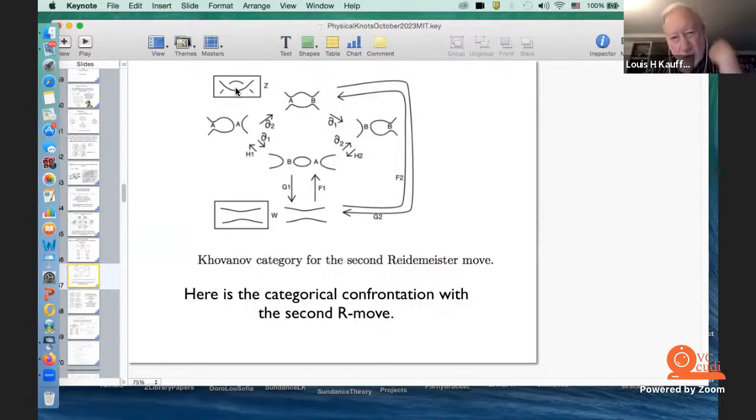And so then you start thinking about things like this. Here's one category which is very simple locally, and here's the other category that corresponds to this Reidemeister move, where you had A's and B's and so on, more complicated. And how do you compare them? You can compare these parallel lines with these.